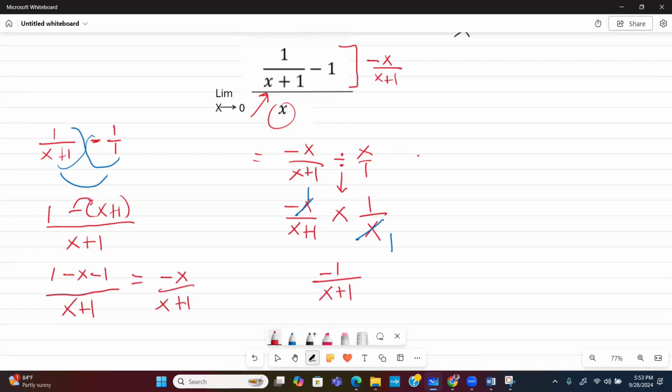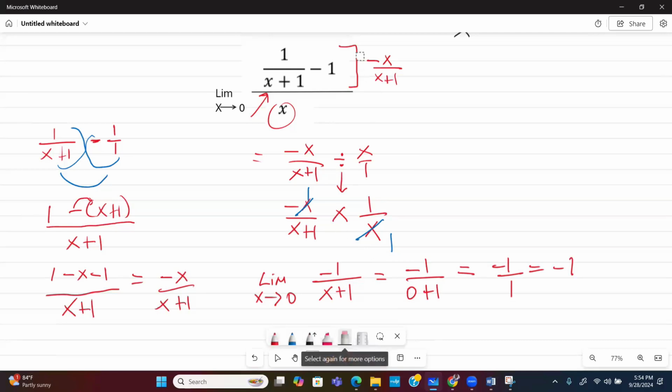At this time, I really can see what I have, because remember, this is actually the limit as x goes to 0. I'm able to substitute my 0 where x is. So I'll have 0 plus 1. So finally, what I do have is −1 over 1, and this is actually −1. So generally speaking, the limit of (1/(x + 1) − 1)/x as x tends to 0 is −1. So there you go.